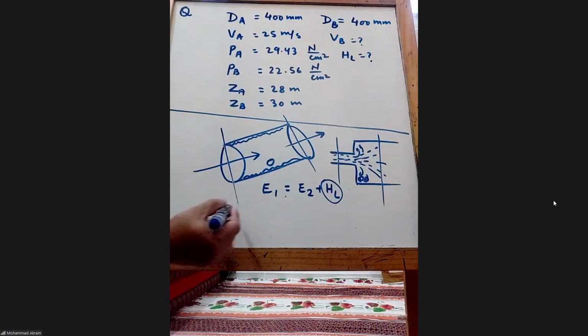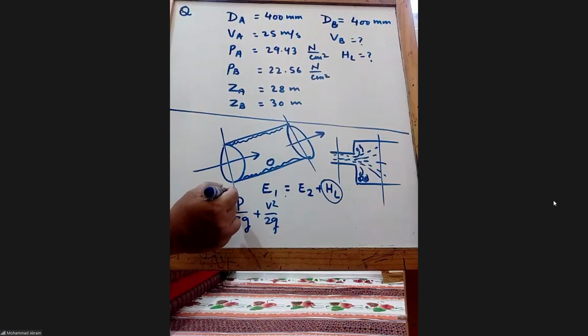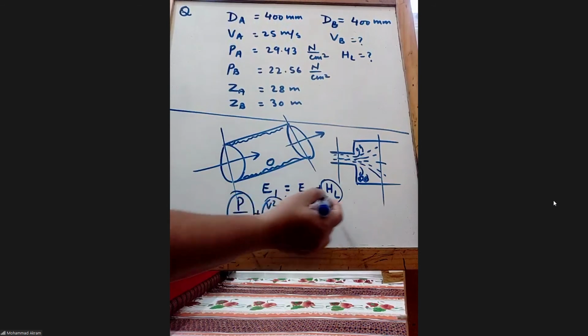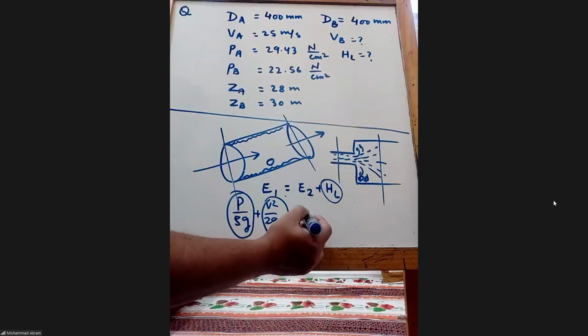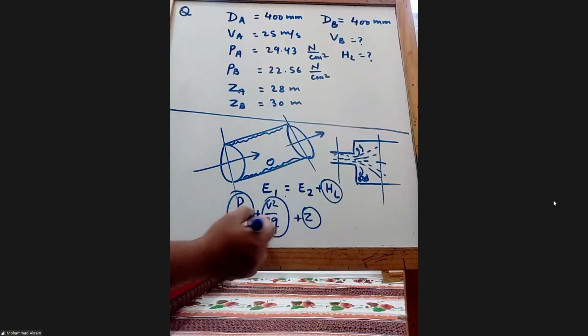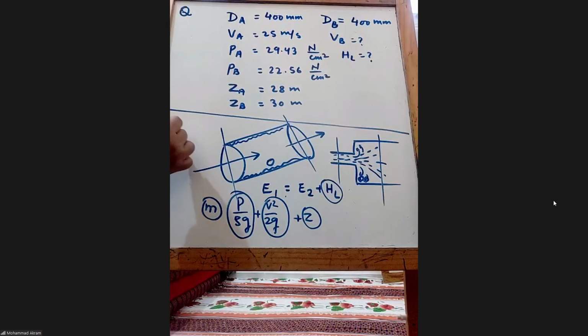What is the unit of this P by rho G plus V square by 2 G? I told you these are all in meters, right? That's why the name is given head, loss of head. Actually, it is energy per unit weight, plus Z, right? Z is also in meter. So everything is in meter. So head is basically meter. If you remember, P is equal to rho G H we said, right?